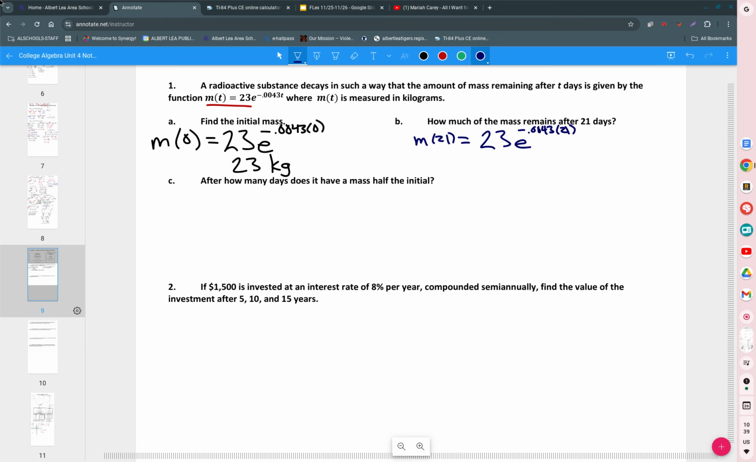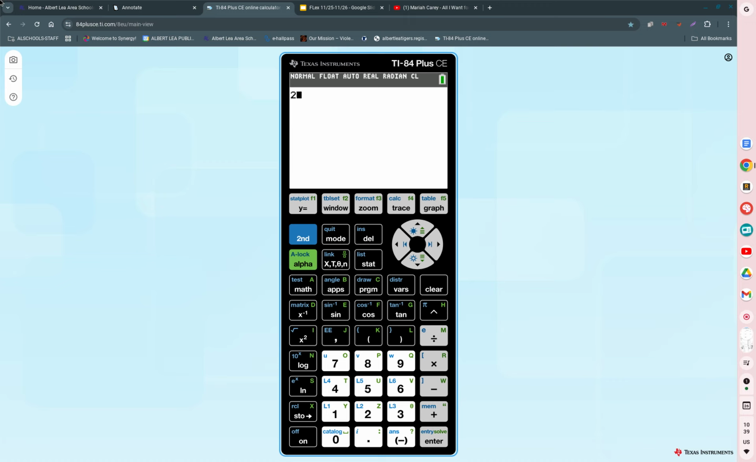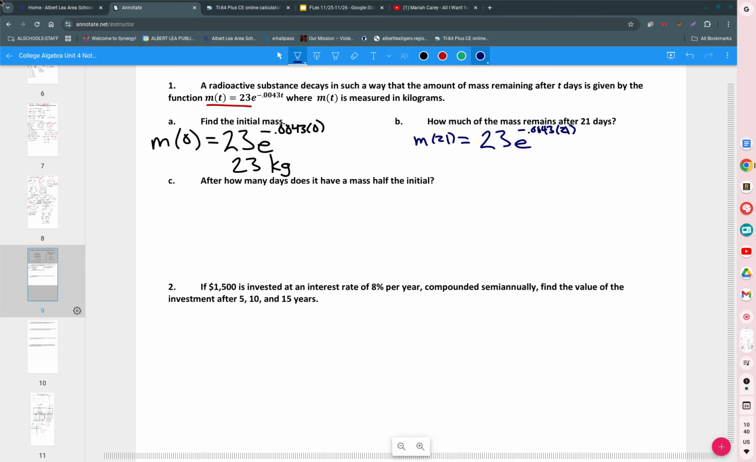What are you reaching for there, Ben? Calculator, let's go. Give me that. There it is. 23 E to the negative 0.0043 times 21. I've got 21.014. Wait, question. Does it need to be in parentheses? So the exponent should be in parentheses. Got it. If you click second natural log, it already does. Oh, thanks, Ben.